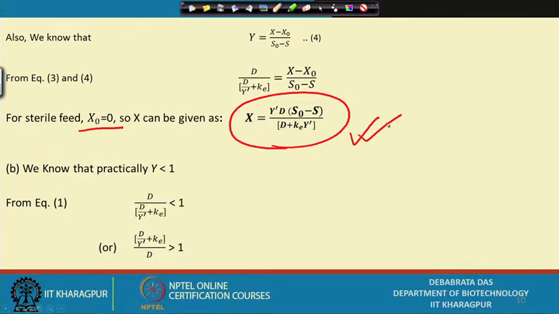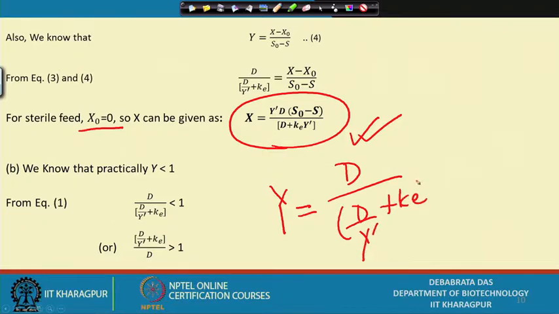Now, the question comes: what is the relationship between D, k_e and Y'? What we have found is that Y, the yield coefficient, is equal to D Y' by (D plus k_e). Now, the yield coefficient is always less than 1, so we can always write that this is less than 1. This is exactly what is written there. Then if we do the reverse, if we bring it to the top, this will be greater than 1.